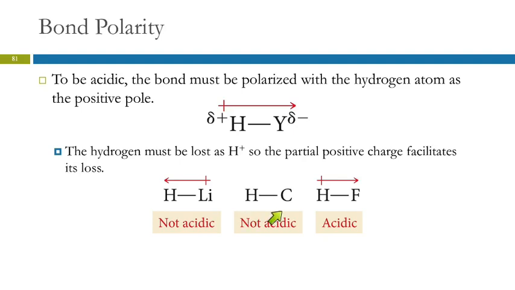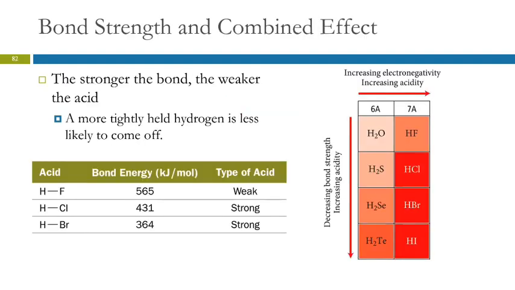We can look at carbon-hydrogen bonds. Those are also not acidic because these are considered nonpolar bonds, because the difference in electronegativity is 0.4, which is right on the edge at the upper limit of being a nonpolar bond. And then we have HF. This is acidic because fluorine is very electronegative and it's pulling the electron density away from hydrogen. So HF is definitely an acid, but why is it a weak acid?